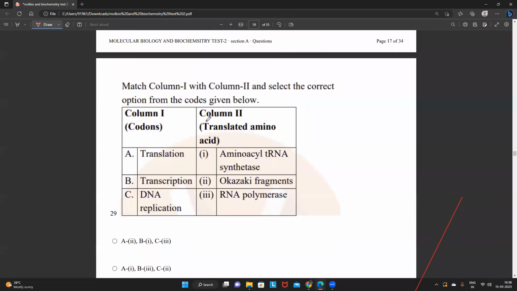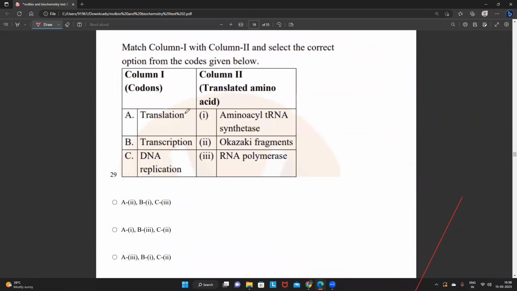Now, surprisingly people have given the wrong answer to this also, but how? Translation means what, friends? Synthesis of protein. In this, there is an important enzyme, aminoacyl tRNA synthetase. What is the function of this? Joining the tRNA with the amino acid. This is the function of aminoacyl tRNA synthetase, right?